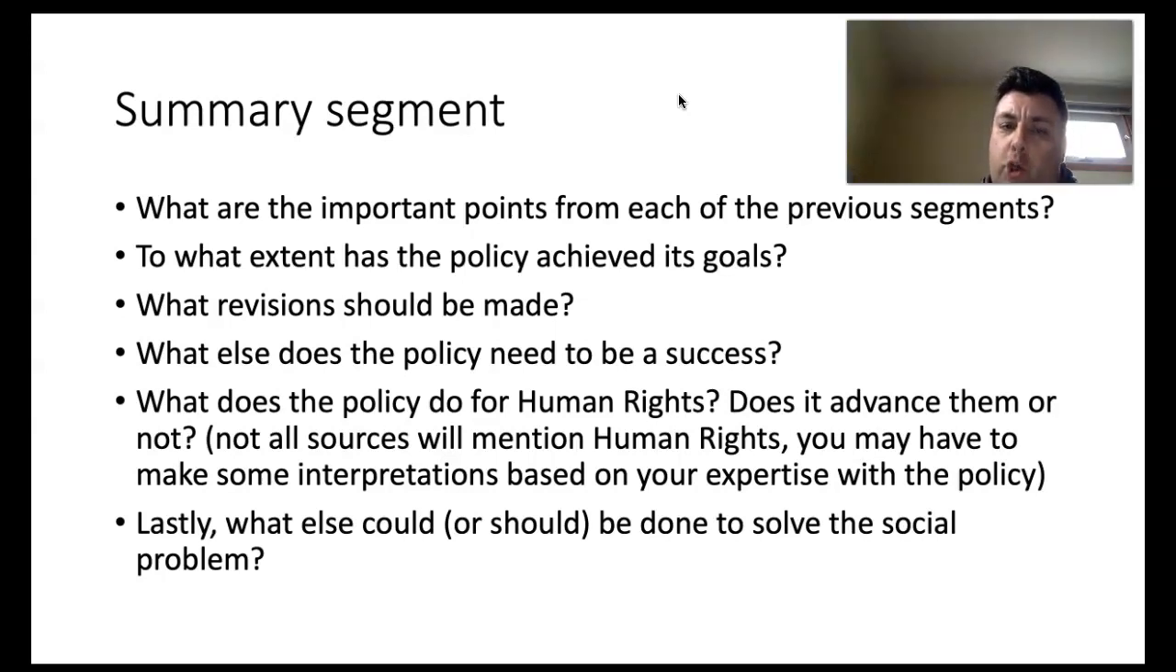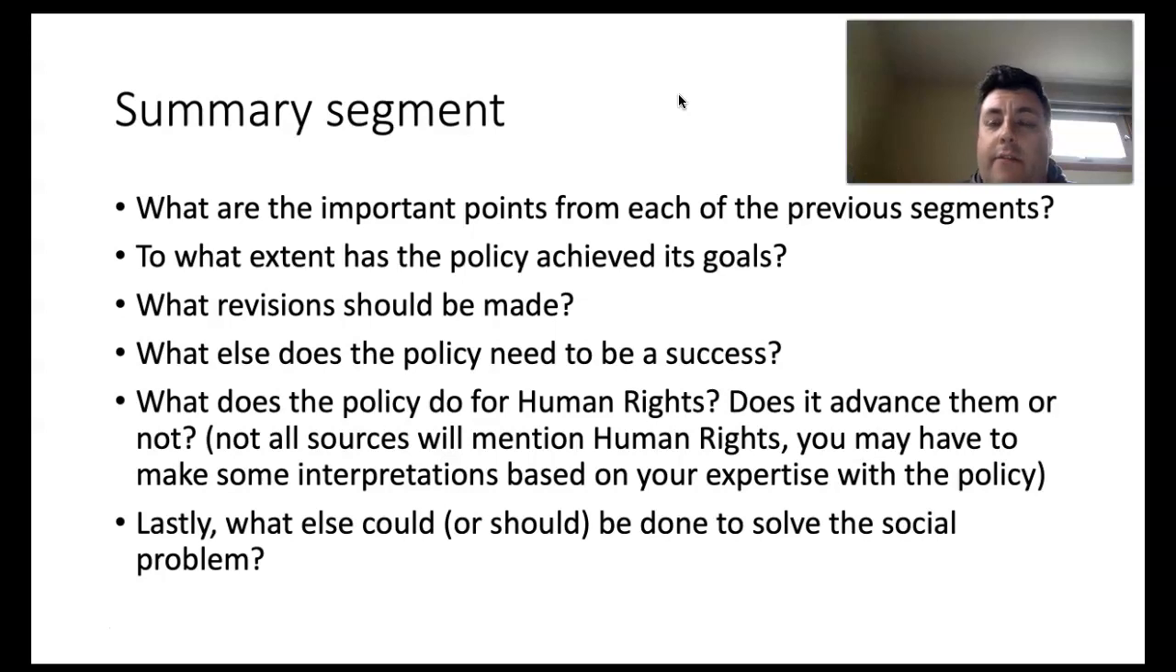A few words on human rights. So comment on what the policy does for human rights. Does it advance them or not? Does it frankly interfere with them? Now, human rights have only very recently been part of the national conversation in the U.S. So if you have sources that are more than a few years old, there's a really good chance they're not going to mention human rights. If that's the case, you should make some interpretations based on your expertise with that particular policy. There might be certain rights that a policy privileges or prioritizes, and certain rights that it doesn't pay attention to. You might think that some human rights need to be paid attention to by that particular policy, and in that case, you should mention that.